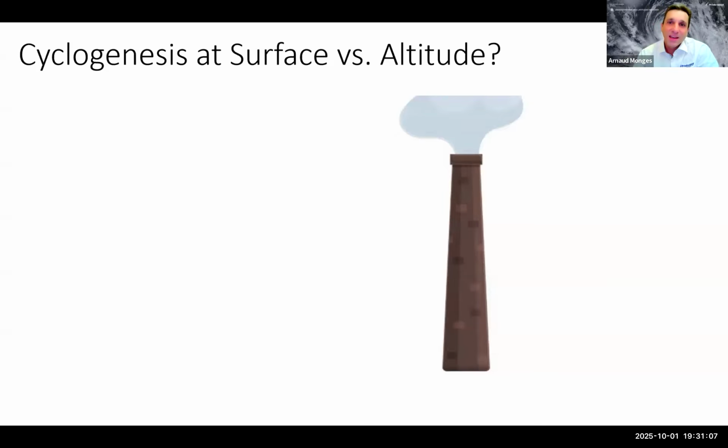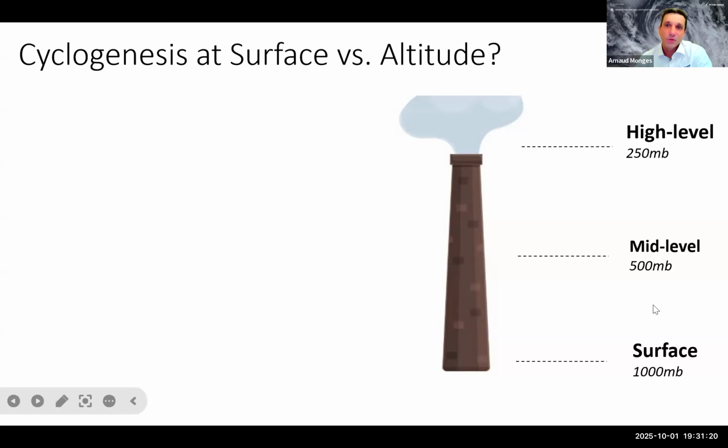So here I'm using the analogy of a chimney to represent both the atmosphere and also the structure of the storm, of the low pressure. So we can divide this into three levels: the surface, the mid-level, and the high level. And I put here the millibars, which are standard: 1,000 millibars, 500 millibars. This is the standard middle of the atmosphere. And at 250 millibars, you are almost at the tropopause, almost at the top of the atmosphere.